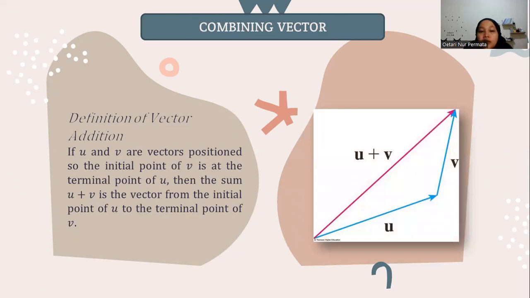Definition of vector addition. If U and V are vectors positioned so that the initial point of V is at the terminal point of U, then the sum U plus V is the vector from the initial point of U to the terminal point of V.